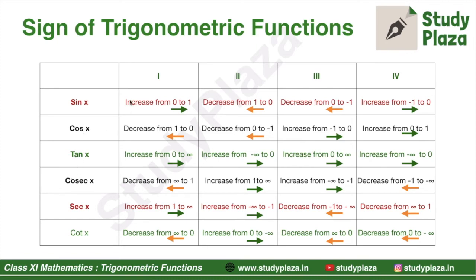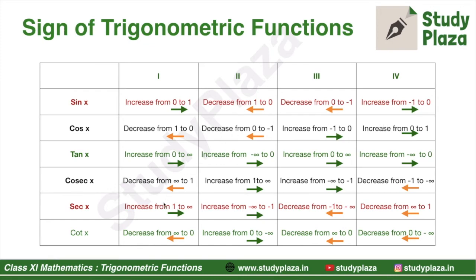You can see from the table that sine increases in the first and fourth quadrants, and decreases in the second and third quadrants. In the same way, cosec will decrease in the first and last quadrants but increase in the second and third quadrants. Now we move to cos x. Cos will decrease in the first and second quadrants and increase in the third and fourth quadrants.